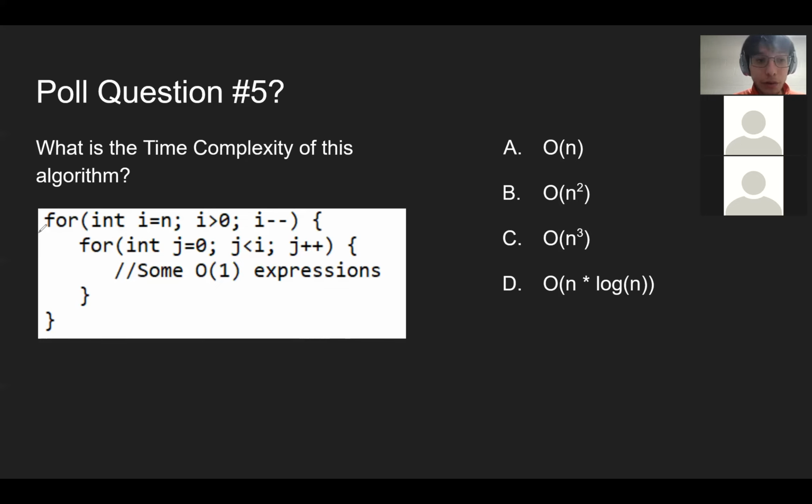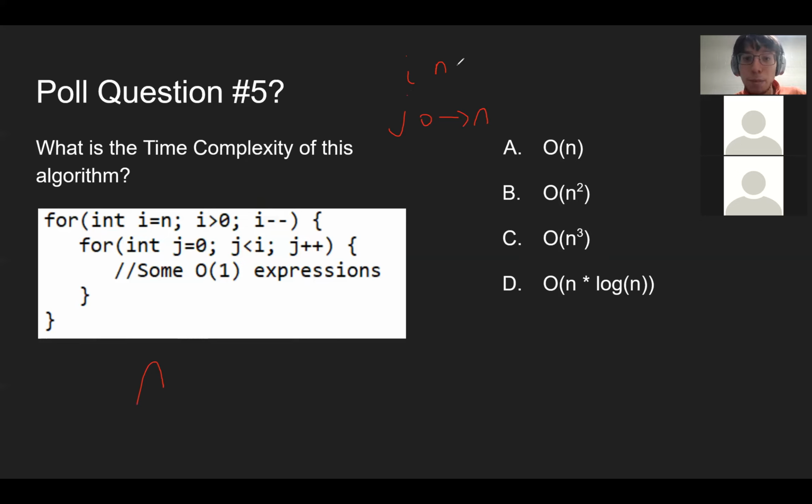So the way we do this is we look at the outer loop first, and the outer loop runs n times. And then the inner loop we have to figure out. So let's find out how many times we actually run the inner loop. Let's keep count of i and j. The first time, i is n, and in that case, j goes from 0 to n. So how many times does the inner loop run? Well, it's going to run n times.